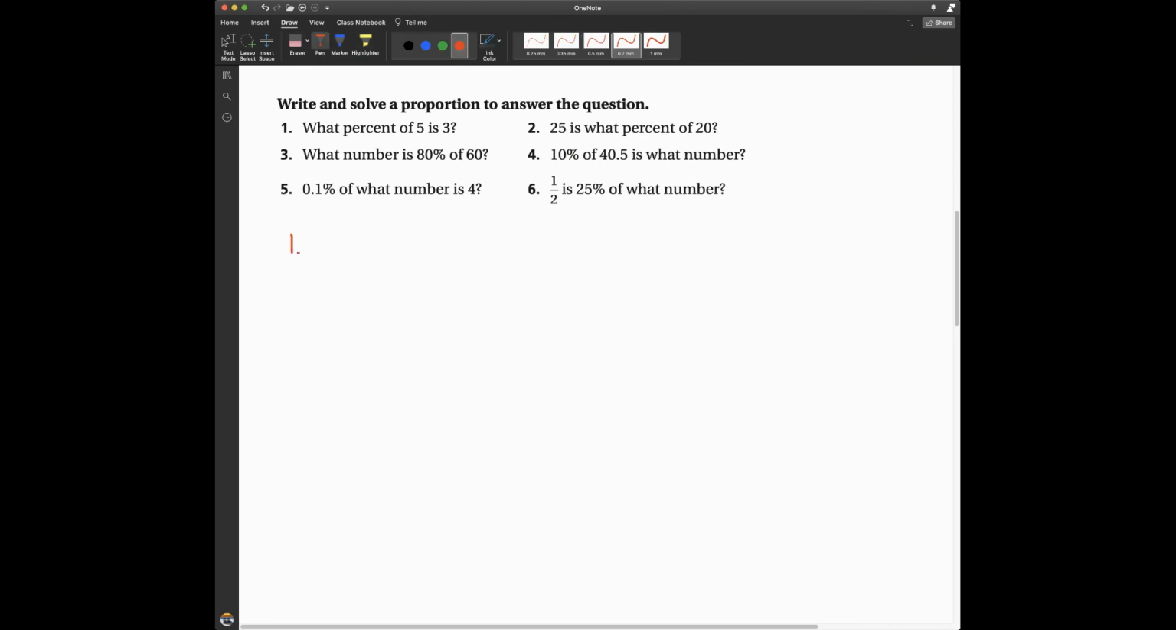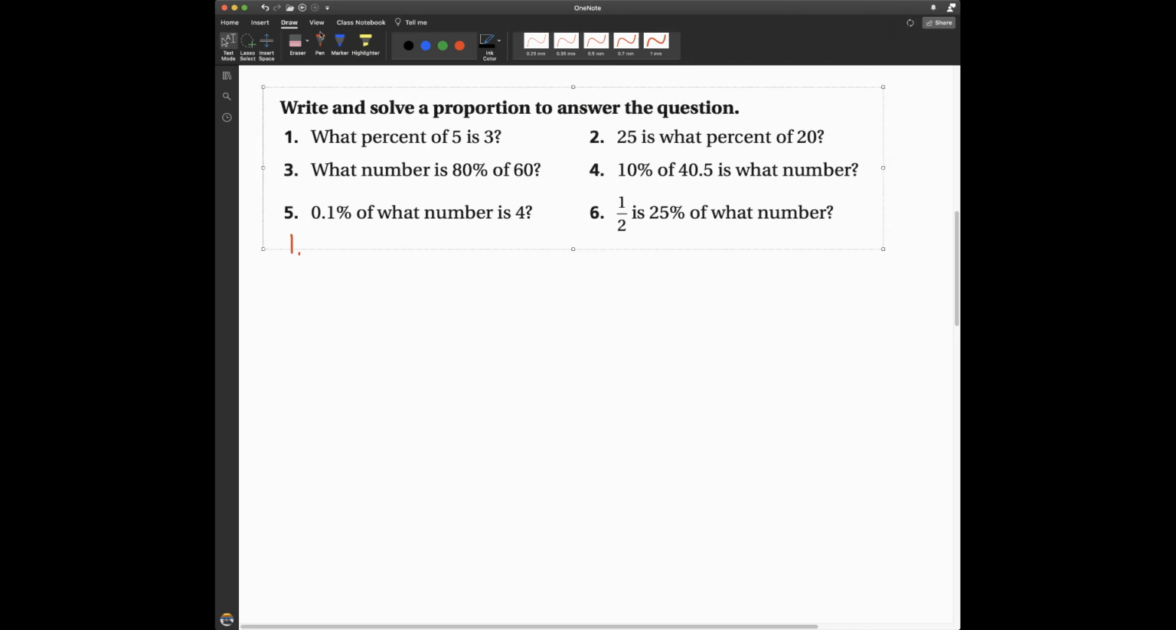For number 1, it says, what percent of 5 is 3? Let me make this bigger so that I can highlight stuff and you guys can see it. Number 1, what percent? Let me write this formula down. It's the part divided by the whole equals the percent written as a fraction.